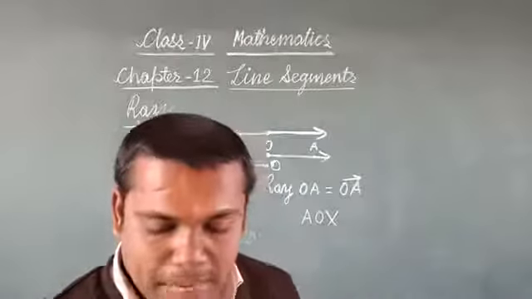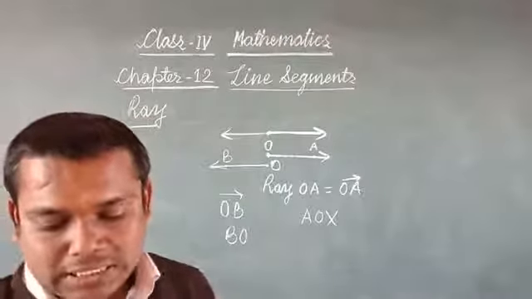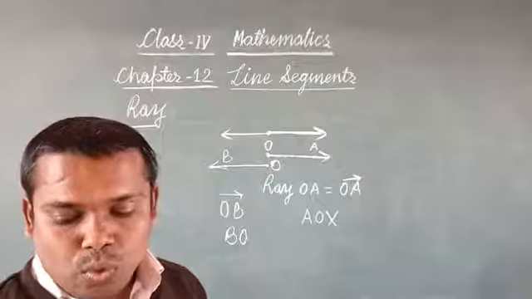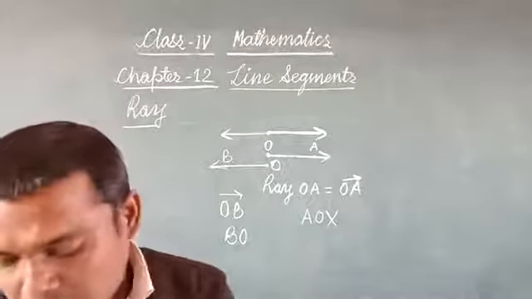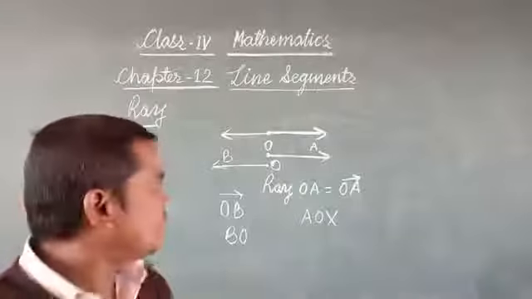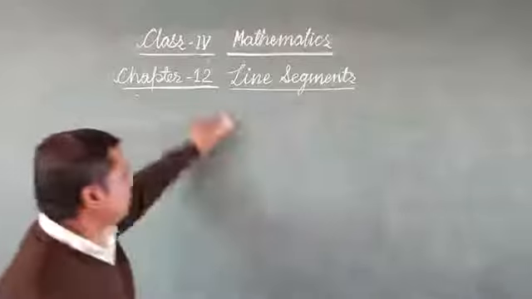Next is parallel lines. When two lines do not intersect each other and they have no end point in common, they are called parallel lines. Now, I am writing here parallel lines. Try to understand.